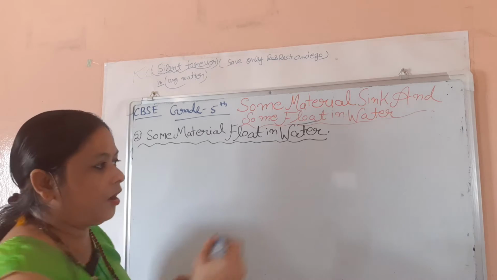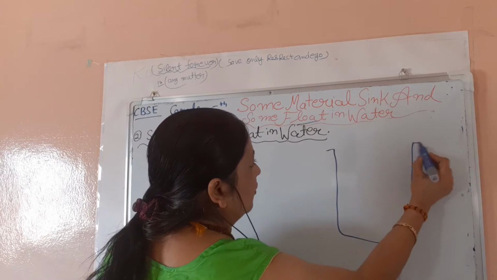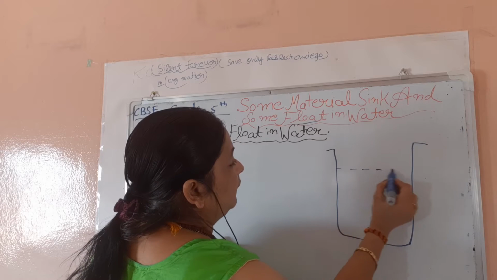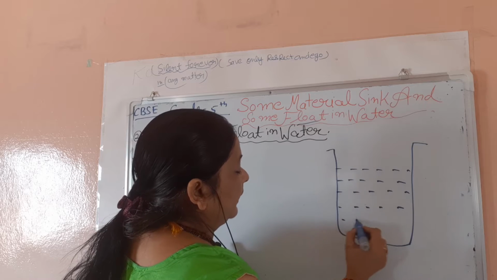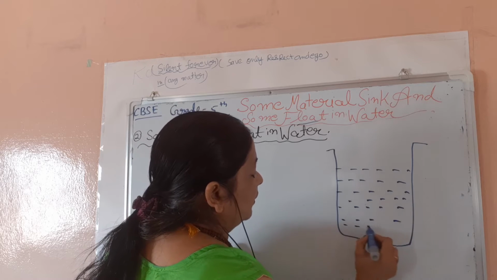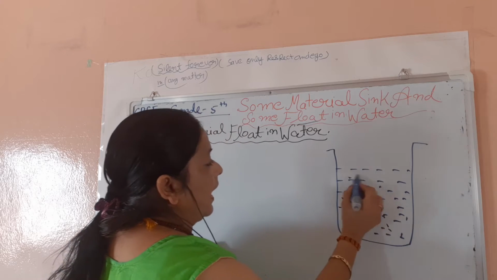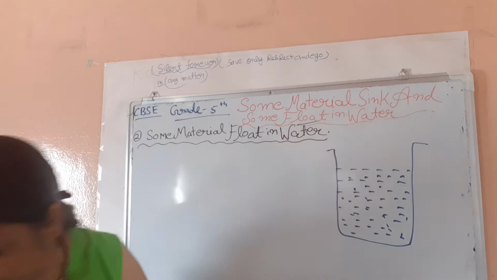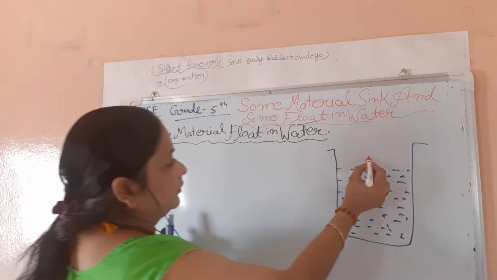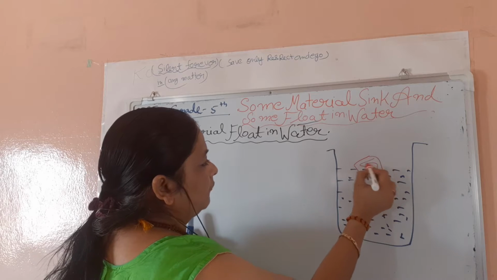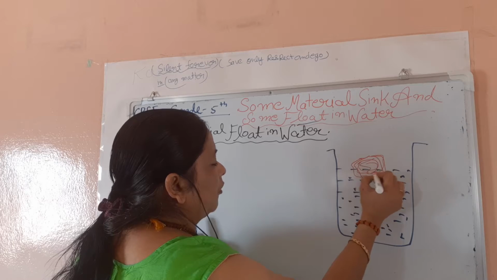So firstly, draw your beaker. This is a beaker, and fill about 2/3 of it with water. Consider that this is a piece of wood. This piece of wood floats in water.